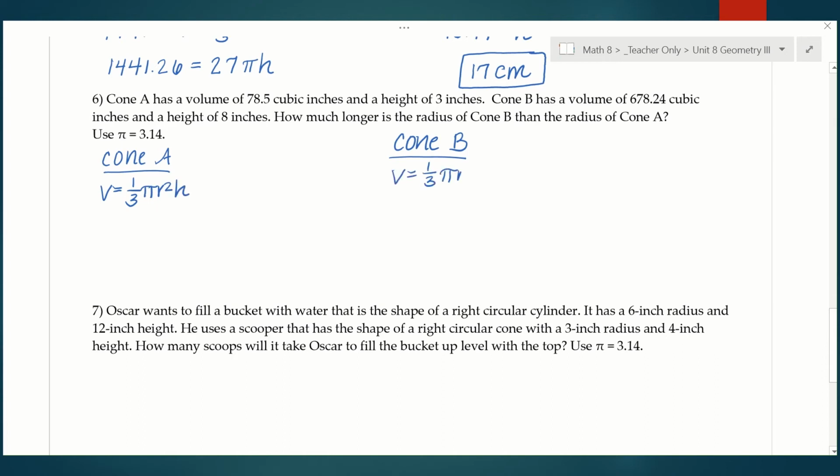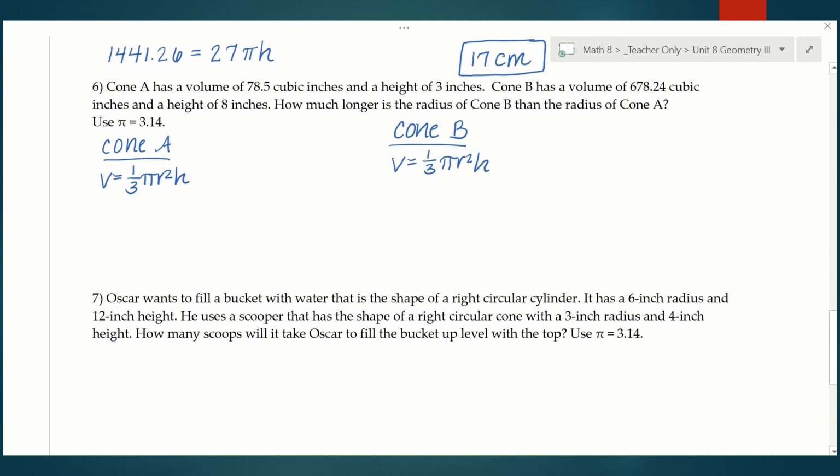Again, just getting this all set up for us. Okay, so let's look at cone A. It tells me cone A has a volume of 78.5, so I am going to put 78.5 in place of V in my formula. I'm bringing down the 1/3. They tell me that I'm using 3.14 for pi, so I'm going to replace that in my formula. Remember, the radius is what I don't know, so I have to leave that as r squared for now. But they do tell me that my height is 3 inches, so let's put that in for height.